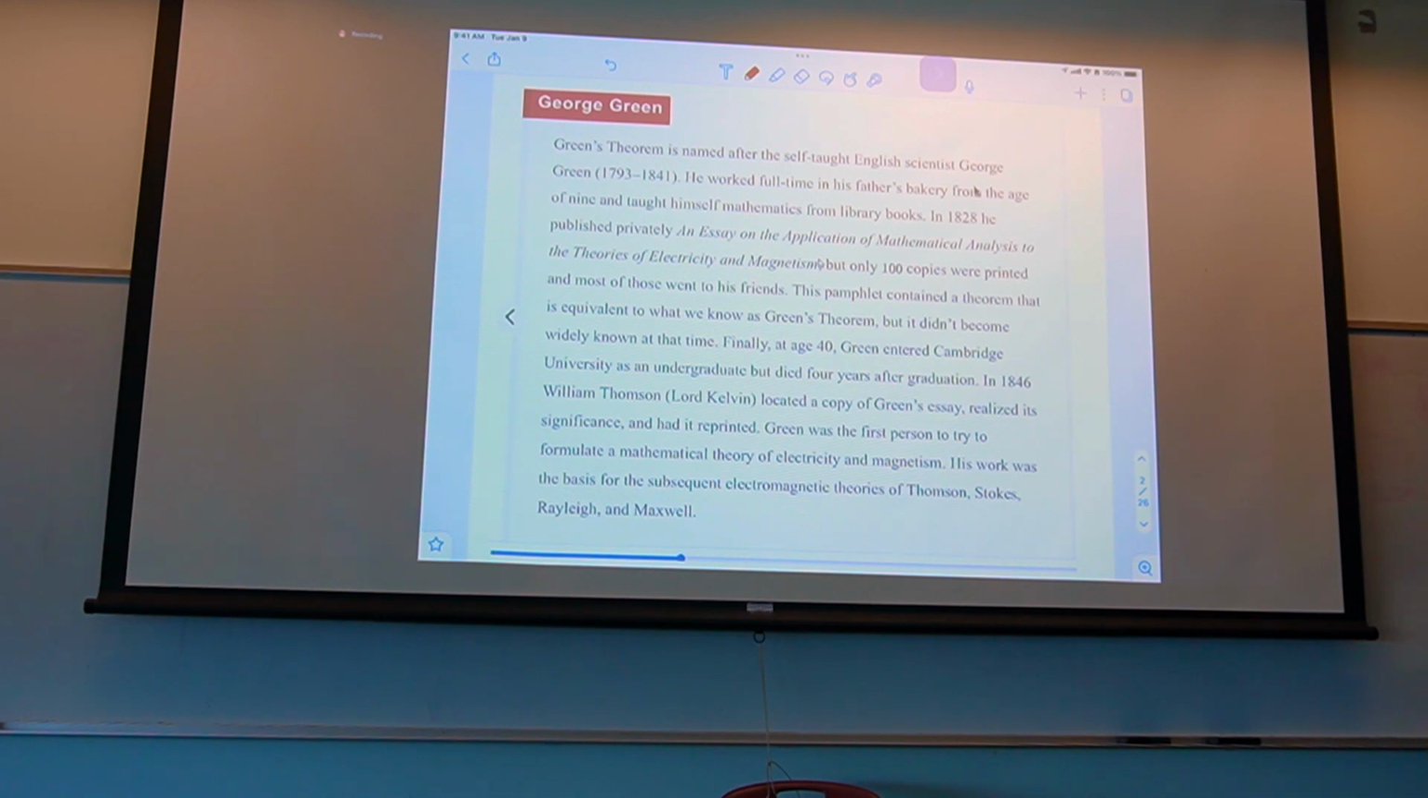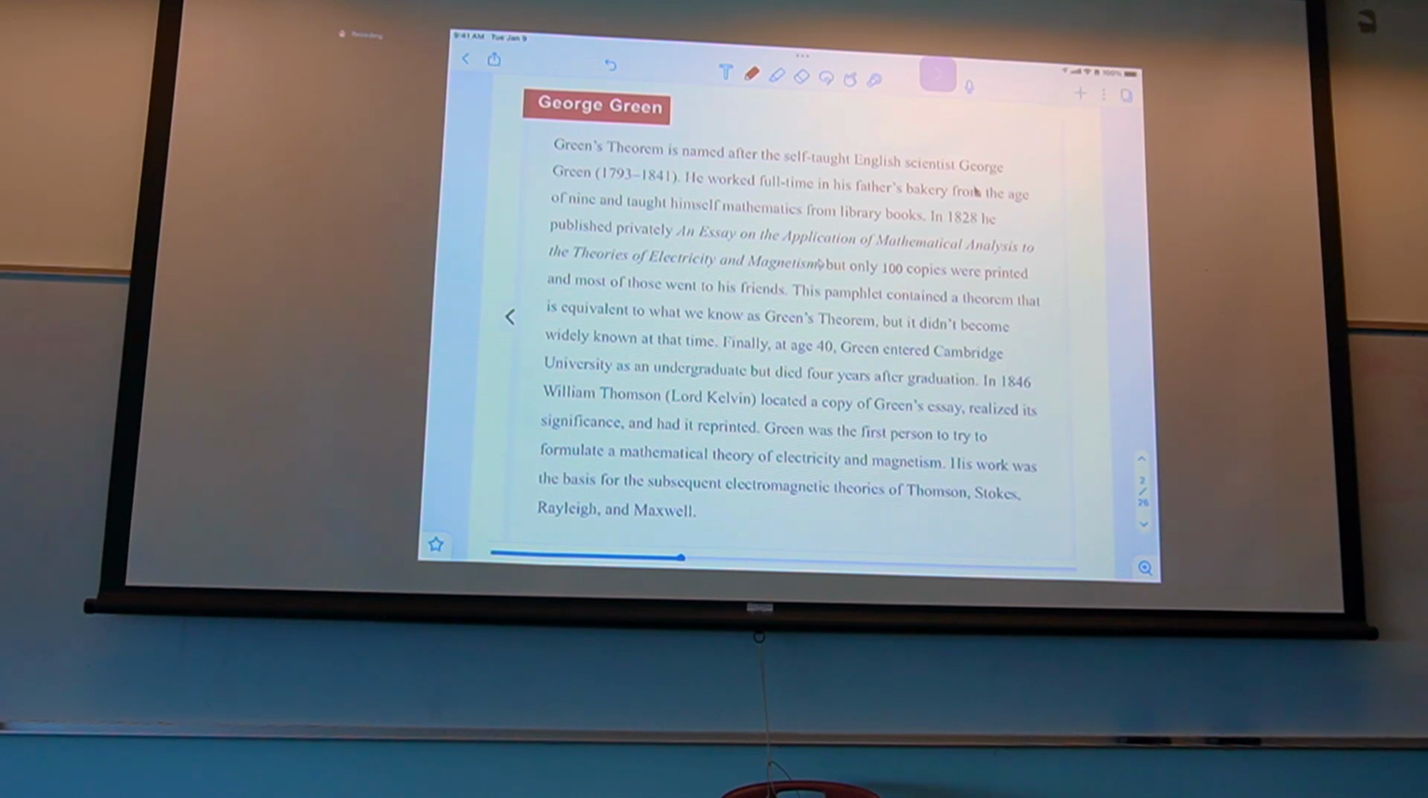At age 40, Green entered Cambridge University as an undergraduate, but died 4 years after graduation. In 1846, William Thomson, also known as Lord Kelvin, located a copy of Green's essay, realized its significance, and had it reprinted. Green was the first person to try to formulate a mathematical theory of electricity and magnetism. His work was the basis for the subsequent electromagnetic theories of Thomson, Stokes, Rayleigh, and Maxwell.